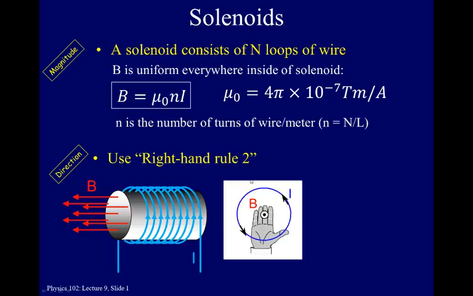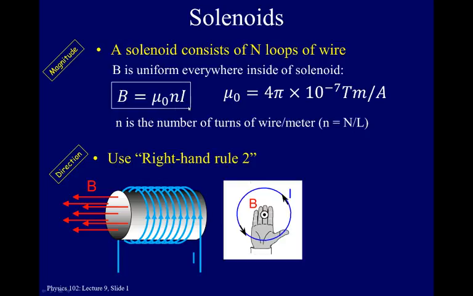Alright, so for a solenoid, you've wrapped some number of turns of wire around a cylinder of some length. The magnitude of the field created by that solenoid, which is uniform inside the solenoid, is mu naught, the permeability of free space, times n, the number of turns of wire per meter. So if the solenoid is 1 meter long and there's 5 turns of wire, then that's 5 per meter, times the current. To find the direction of that magnetic field, you use right-hand rule number 2. On the last slide, I'll show you an easier way to do this, so let's come back to that in a few minutes.